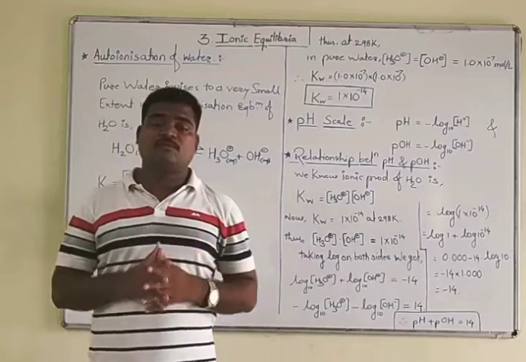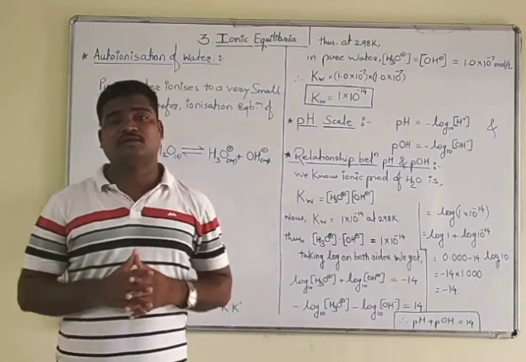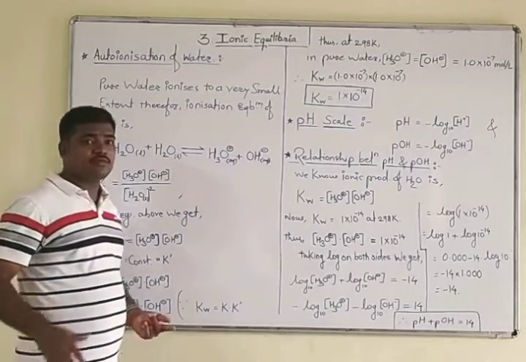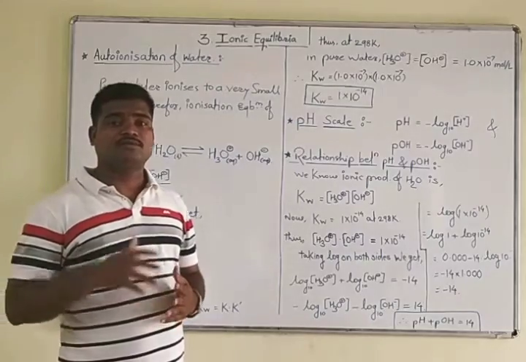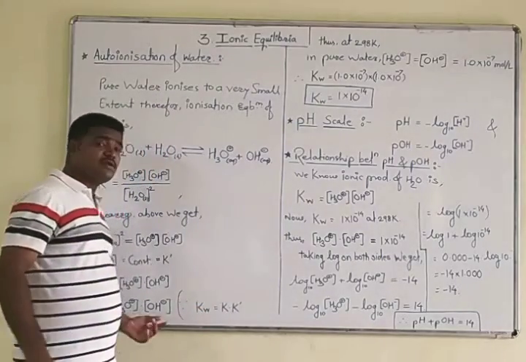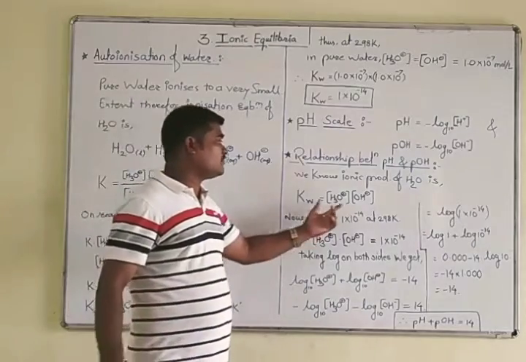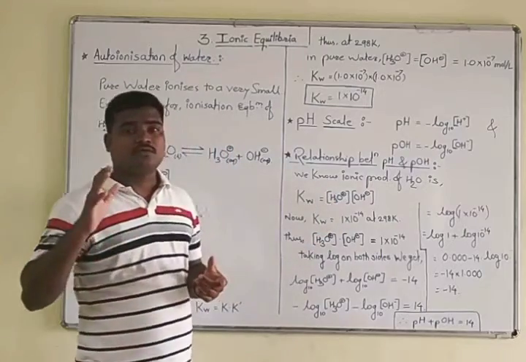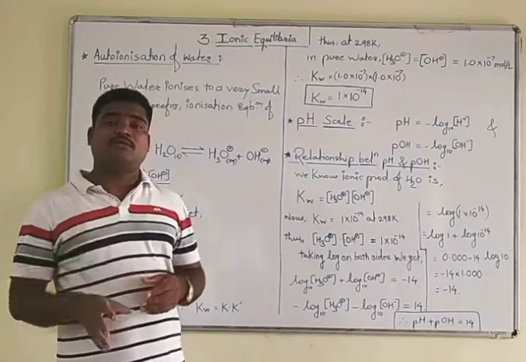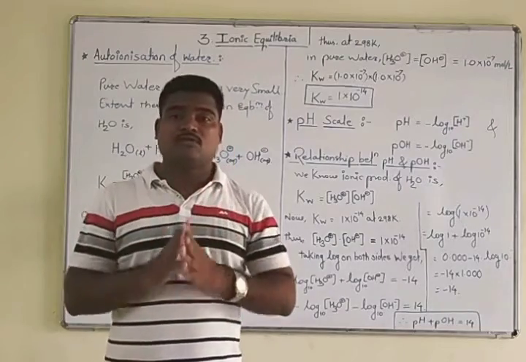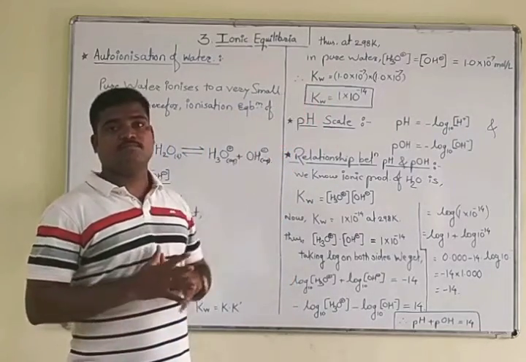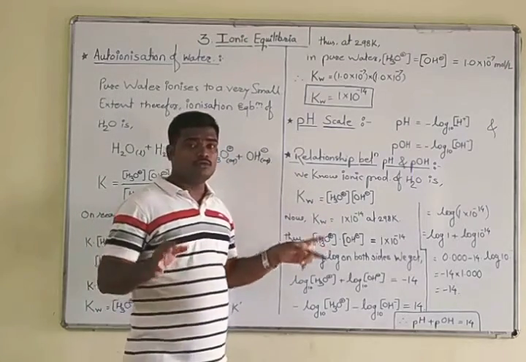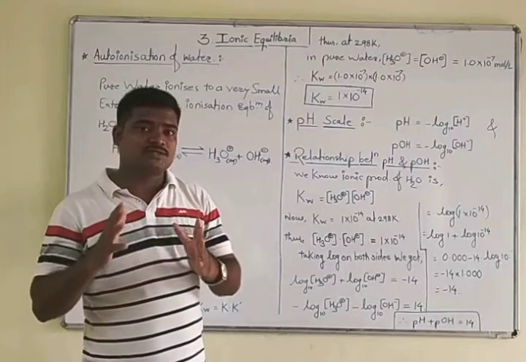Before going to that point, we should know the ionic product of water, which we already determined. That is Kw, equal to the product of the hydronium ion concentration and the OH minus ion concentration. This is nothing but the ionic product of water. We also determined the value of the ionic product of water just before in the previous equation. So by taking these two values, we have to compare these two equations.